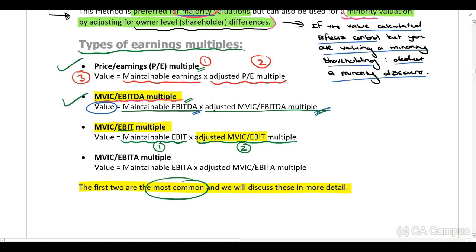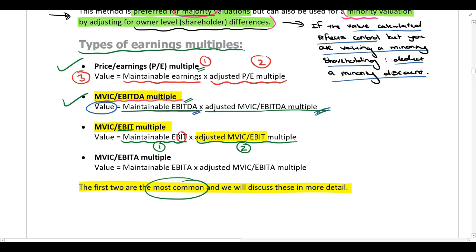So once you have the multiple, you need to adjust for entity level differences. Once again, you are not going to adjust for a difference in gearing or a difference in the level of borrowings, because we are using earnings before interest and tax in our calculation. All right, so you be consistent.